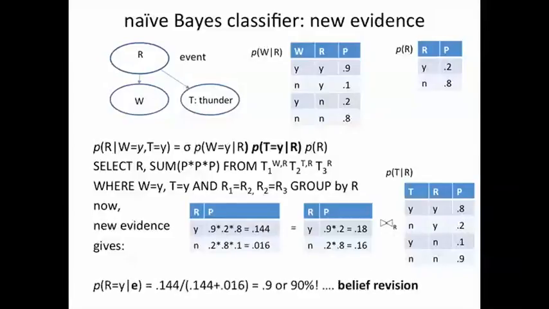And normalizing gives us the probability of rain equal to yes given the evidence is now 90%. In a sense, our belief has undergone a revision from the earlier value of 53% to 90%. So new evidence has changed our belief. In classical logic, once you asserted that, say, rain occurs or doesn't occur, you can't change your belief. But in probabilistic reasoning, belief can be revised. It's very important.